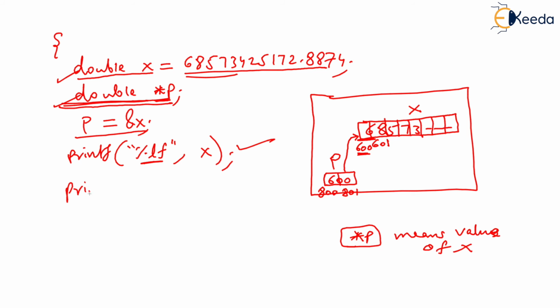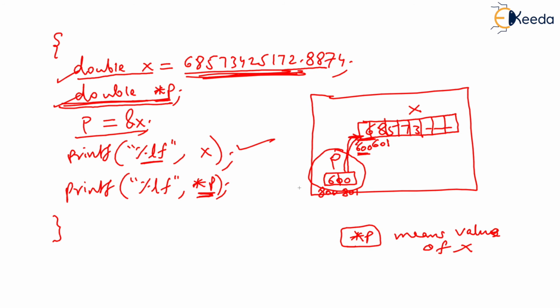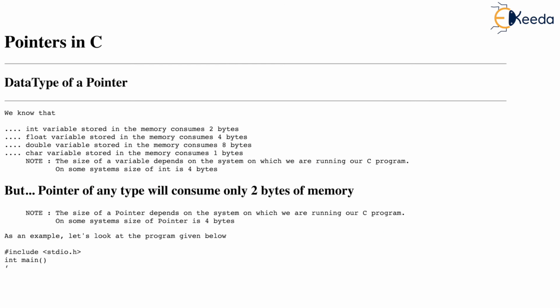But what if I give printf %lf asterisk p? Now note, I am not printing x, I am printing asterisk p. But asterisk p means value to which p points, and that's value of x. So the same value will get printed again. But important thing you noted here is that any kind of pointer stored in the memory always needs 2 bytes because it doesn't store the value of that type, but it stores only address.